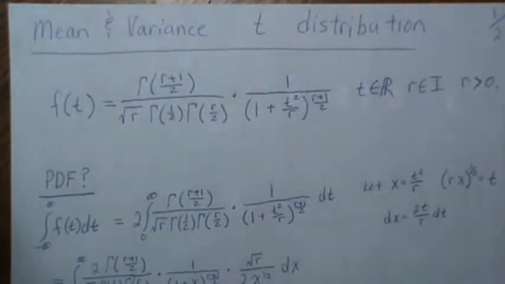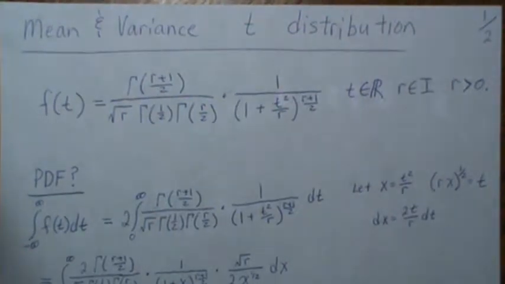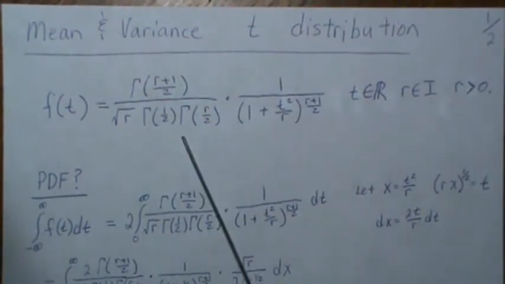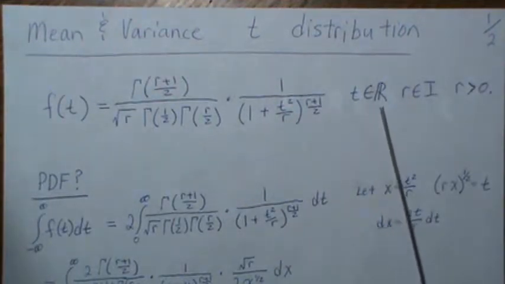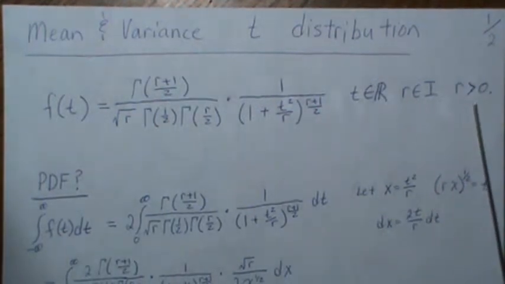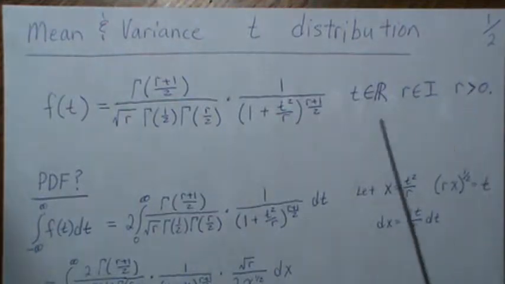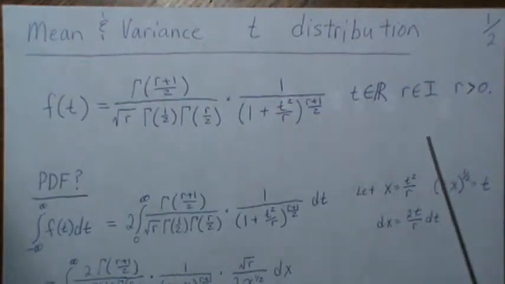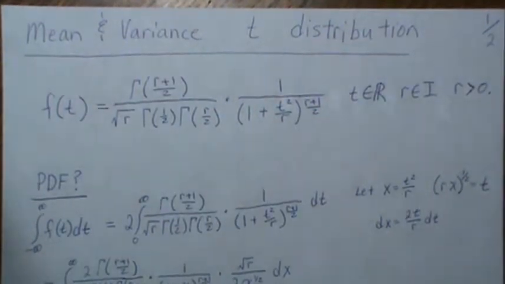Hello, in this video we're going to derive the mean and the variance of a t-distribution, and here is the density of a t-distribution. It's over the real number line, and we have integer degrees of freedom that are the counting numbers, 1, 2, 3, etc. Let's first show that it's a PDF, and then derive the mean and the variance.